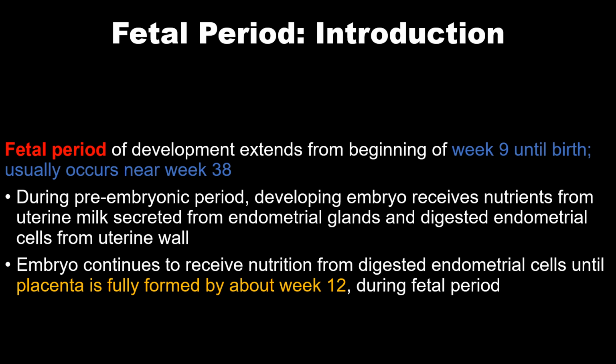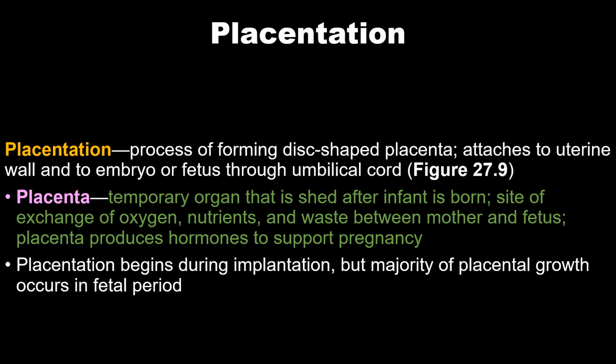Now, during the pre-embryonic period, the developing conceptus receives nutrients from two sources: uterine milk secreted from those endometrial glands, and digested endometrial cells from the uterine wall. The conceptus is going to continue to receive nutrition from these digested endometrial cells until about week 12, when the placenta is fully formed. And the placenta is going to be the temporary organ that's shed after the infant is born, and this is the site of oxygen, nutrient, and waste exchange between the mother and the fetus.